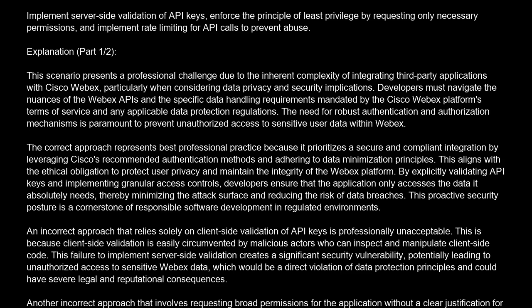An incorrect approach that relies solely on client-side validation of API keys is professionally unacceptable. This is because client-side validation is easily circumvented by malicious actors who can inspect and manipulate client-side code. This failure to implement server-side validation creates a significant security vulnerability, potentially leading to unauthorized access to sensitive Webex data, which would be a direct violation of data protection principles and could have severe legal and reputational consequences.